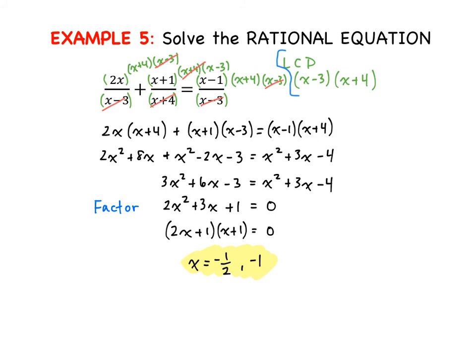Now the last step was to check our answers. This is pretty quick with rational equations. All I need to make sure is that my denominators will not equal 0, because remember the rules: when dividing fractions, we can never divide by 0. So I need to make sure that -1/2 doesn't make any of my denominators 0, which it doesn't. And I also have to make sure -1 doesn't make any of my denominators 0. Again, it doesn't. So I can make my conclusion that those are my two answers.